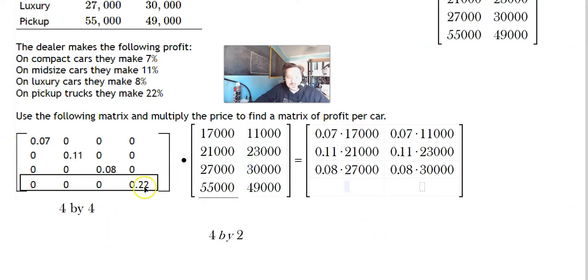The last entry is 0.22. That's going to multiply to the 55,000. And that's it. The other ones are all 0. Then you're going to take the 0.22, okay, and that's going to multiply over to the 49,000. So it's going to be times 49,000, and that's it. That's going to be your matrix then.